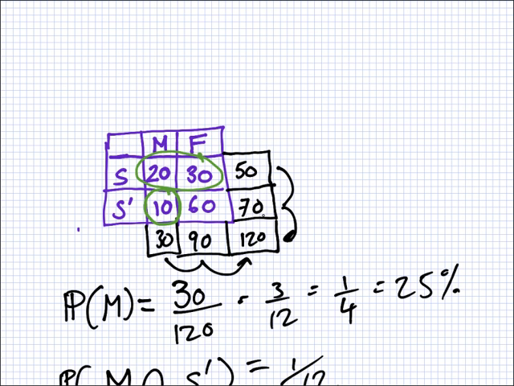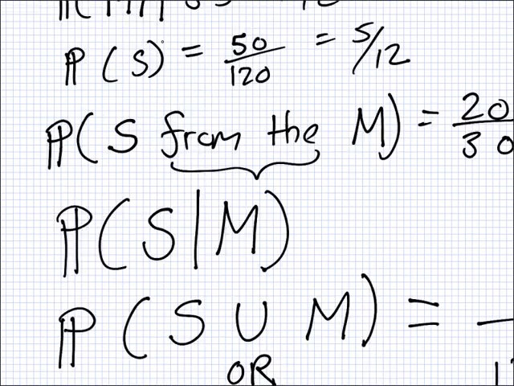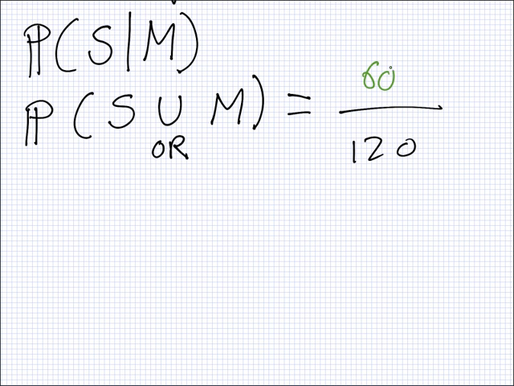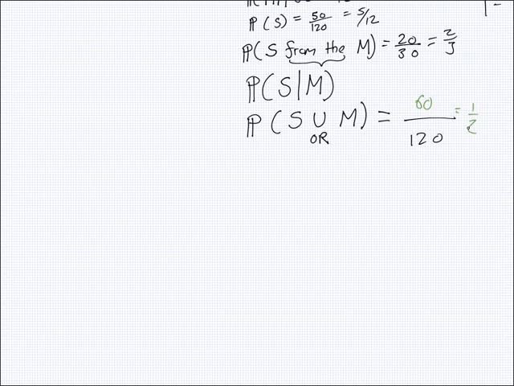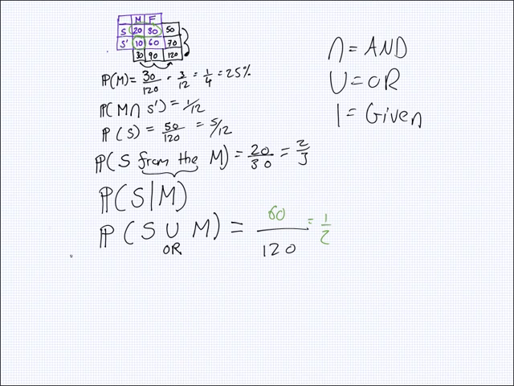So it's just 50 over 120. No, these three add together to make 60. 30, 20, 10. So it'll be 60 over 120, which is 1 over 2. Is that okay? Are you sure? Yeah? Let's do another one.